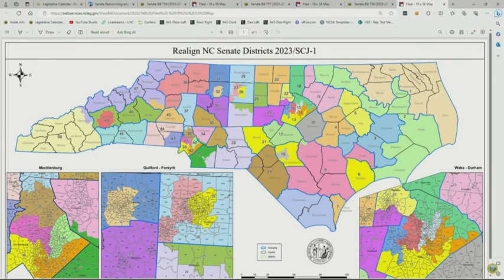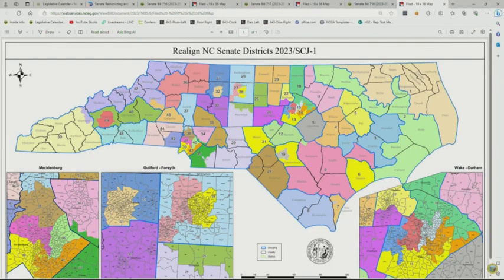5 of the 8 counties in the district are in the Greenville media market, with the other 3 being split between the Raleigh media market, that would be Warren and Halifax, and Norfolk media market, Chowan. 2/3 of the population of this district live in the Greenville media market. The incumbent in Senate District 2 is Senator Sanderson from Pamlico.